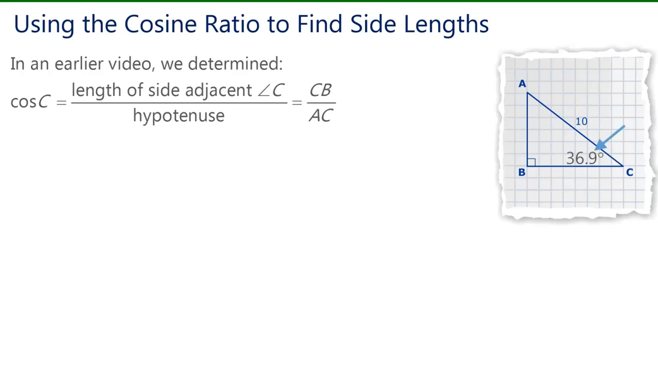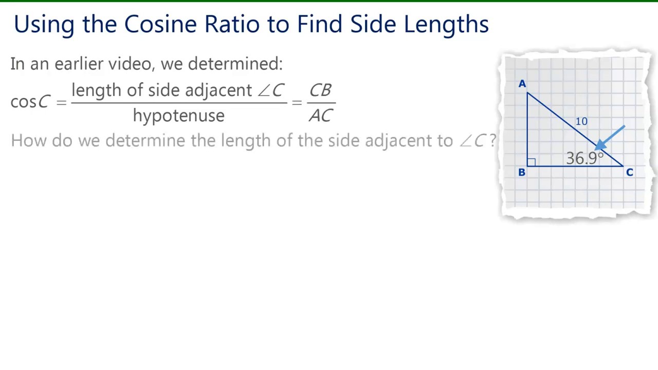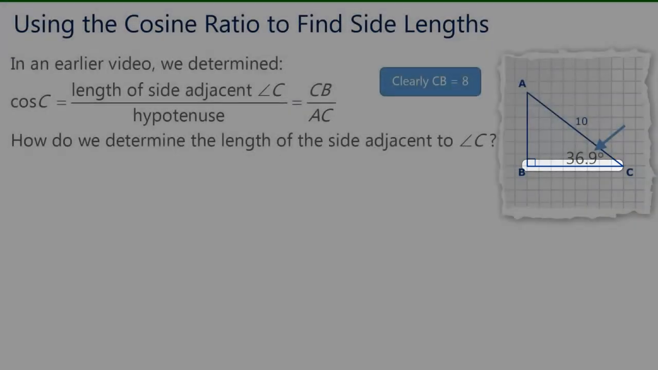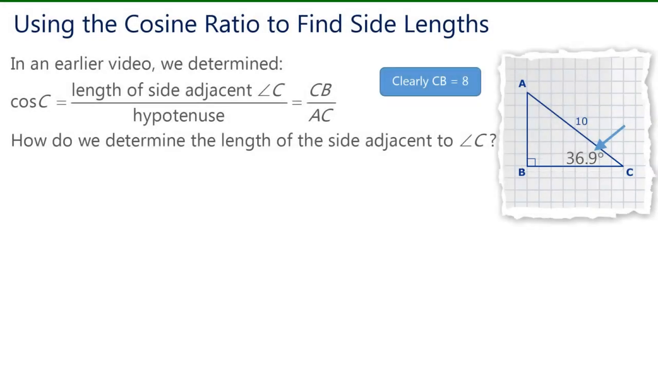Let's assume that the angle C is given as 36.9 degrees, and the hypotenuse is known to be 10. No other sides are known. How do we determine the length of the side adjacent to angle C? We can use direct measurement, and clearly CB equals 8. We could also use indirect measurement and use the cosine ratio.